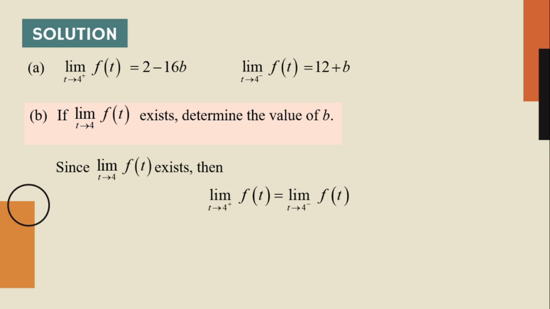From question A, we already have the right hand limit and the left hand limit. So we just substitute the right hand limit by 2 minus 16b and the left hand limit by 12 plus b. So we solve. We bring b to the left hand side and the constant to the right hand side, and we get negative 17b equal to 10, and the value of b is negative 10 over 17.